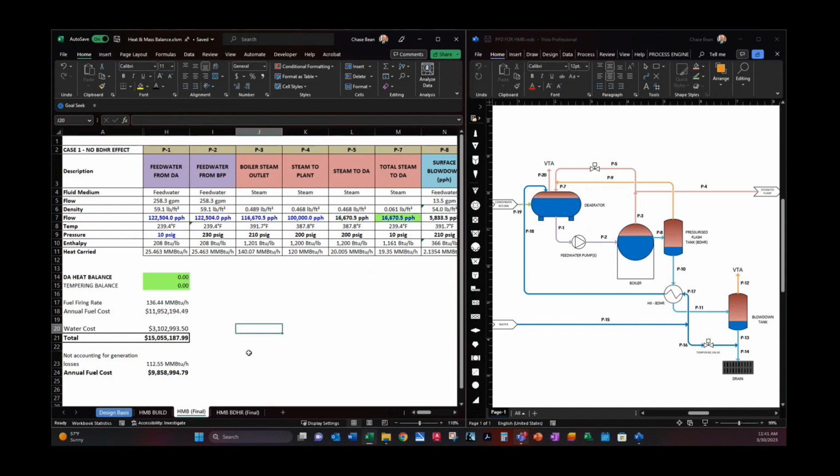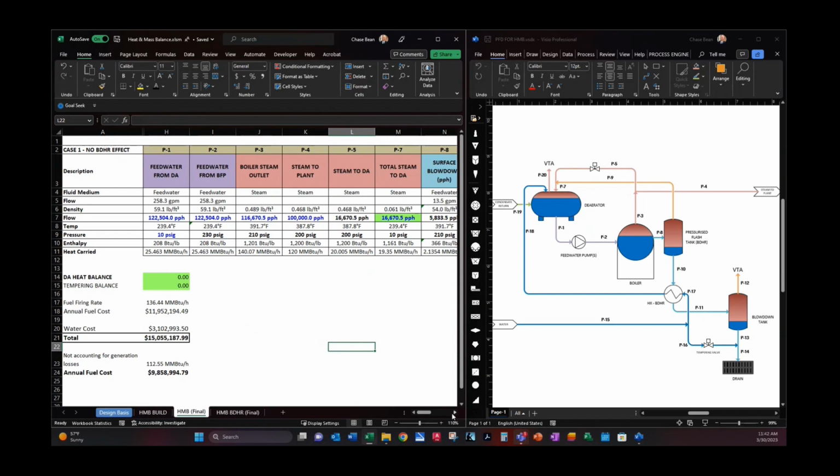Go ahead, Megan. Chase, another question came across. Water cost is for the makeup water, which is 60% condensate? Water cost is for, yes, the makeup water is 60% makeup, which is pretty high. Not uncommon though. 60% makeup water and the tempering water.